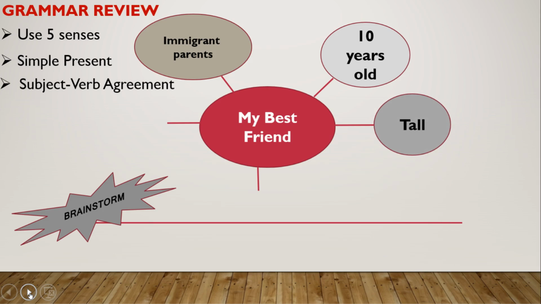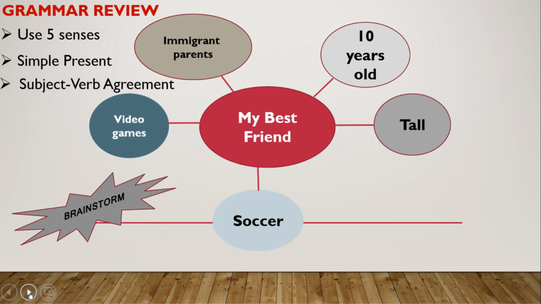The next thing, he used one of his senses. Which one is this? Sense of seeing, right? And he said that this friend of his is tall. He likes soccer, just like, you know, our student who wrote this. And what would the world be without video games, right? So he said that both of them love video games. So you can use this as a model for your own descriptive paragraph.